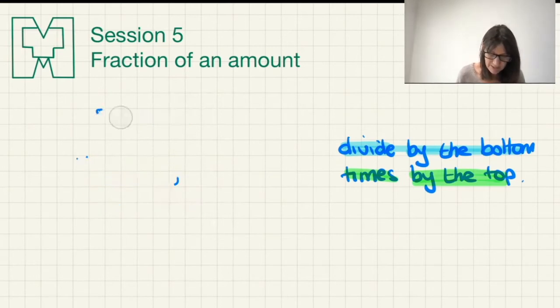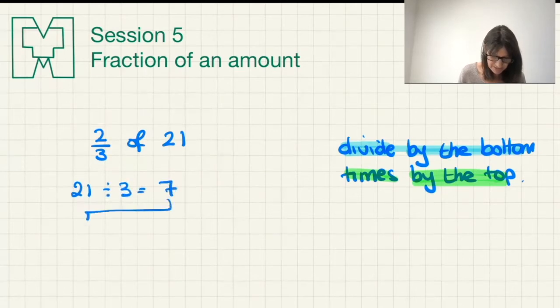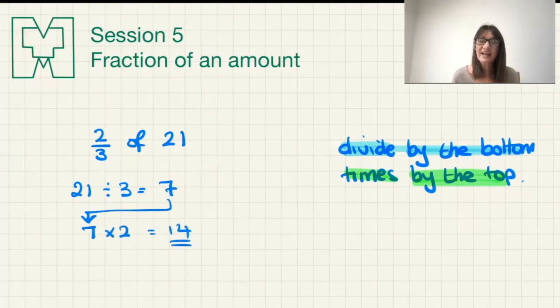Okay, so I want you to have a go. Let's clean this one up. I want you to have a go at 2/3 of 21. So pause and hit play when you're ready. Okay, so you should have taken your 21, divided it by 3 to get you 7. Take your 7, times it through by 2, and there it is, 14. And if you got that right, brilliant, well done.